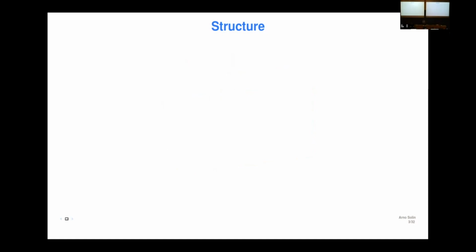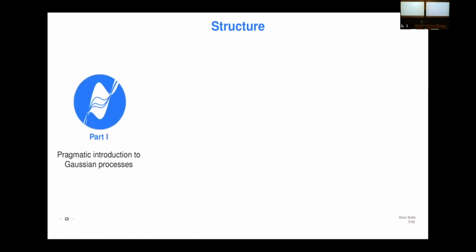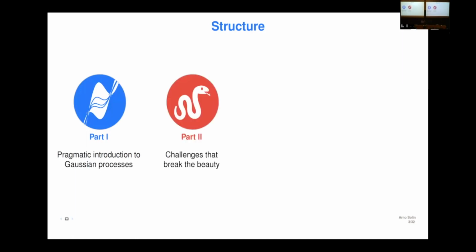So we have roughly 1 hour, and I boldly split this thing into 4. So part 1 is a pragmatic introduction to Gaussian processes. This is the part where you have the usual sausage plots and so on. Part 2 is kind of like ruining part 1, because I talk about all the problems or the challenges that break the beauty. Because let's be frank, I think Gaussian processes are really beautiful. It's a beautiful construction, beautiful machine learning paradigm, but it has its limitations. And those we go into in part 2. That's the snake in the paradise.